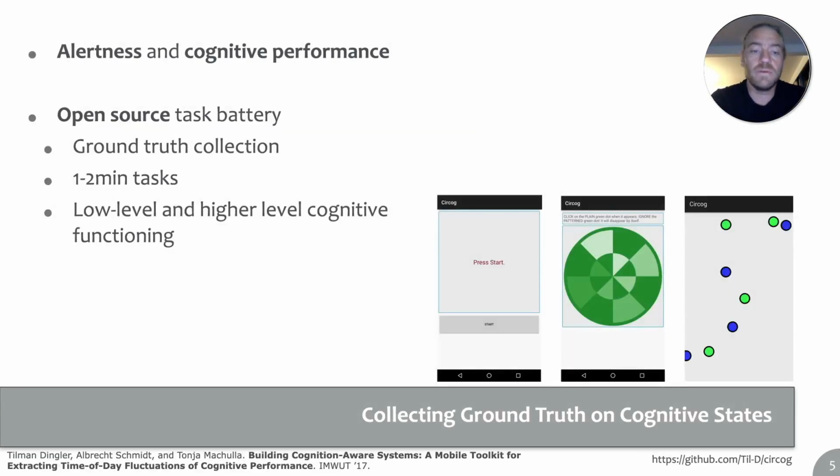So there are a number of validated tasks to collect data on alertness and cognitive functions. In 2017, we published a paper at UbiComp, where we bundled some of those into a mobile toolkit for Android to allow researchers to collect ground truth data on alertness and cognitive performance measures.